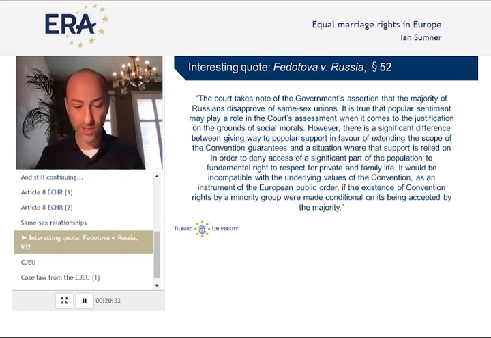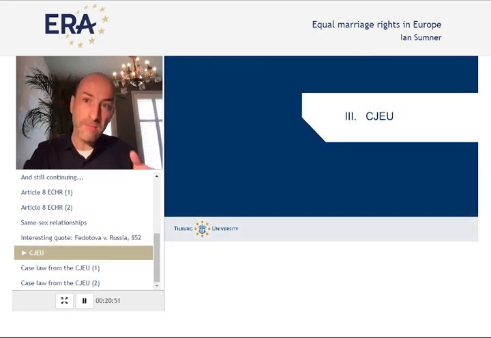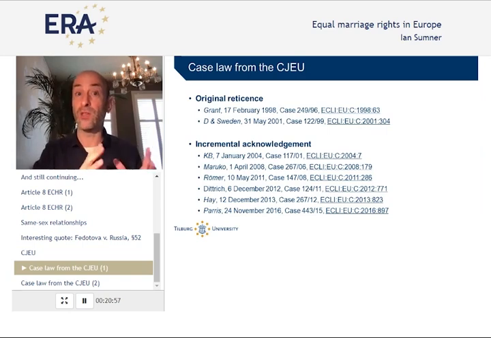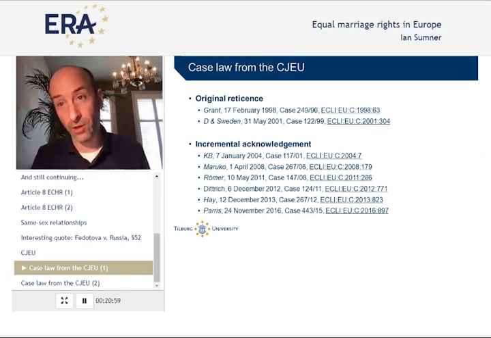And the court continues, it will be incompatible with the underlying values of the Convention as an instrument of European public order if the existence of Convention rights by a minority group were made conditional on it being accepted by the majority. So these are very strong words from the European Court of Human Rights. The same idea that we see within the Court of Human Rights is exactly the same that we've seen within the Court of Justice of the European Union.